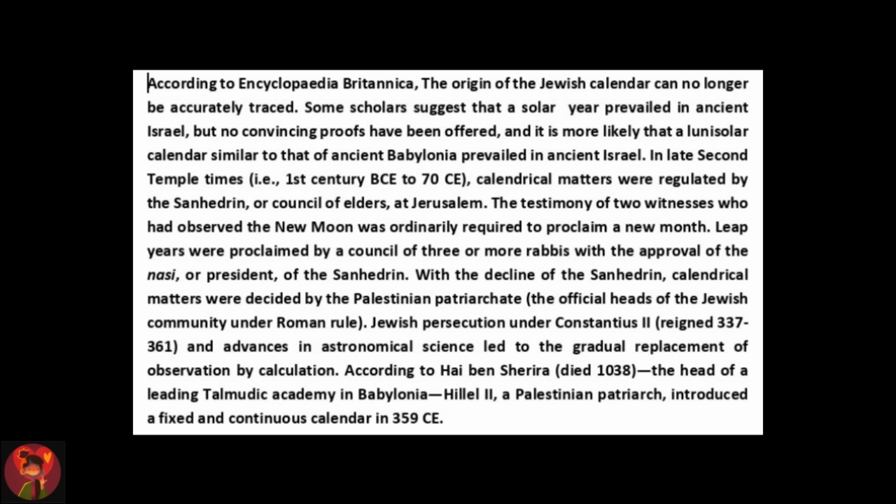With the decline of the Sanhedrin, calendrical matters were decided by the Palestinian Patriarchate, the official heads of the Jewish community under Roman rule. Jewish persecution under Constantius II, who reigned 337 to 361, and advances in astronomical science led to the gradual replacement of observation by calculation. According to Hai ben Shira, who died 1038, the head of a leading Talmudic academy in Babylonia, Hillel II, a Palestinian patriarch, introduced a fixed and continuous calendar in 359 CE.